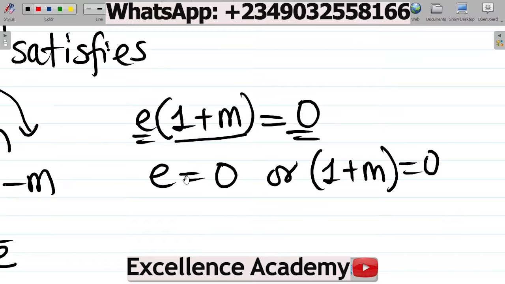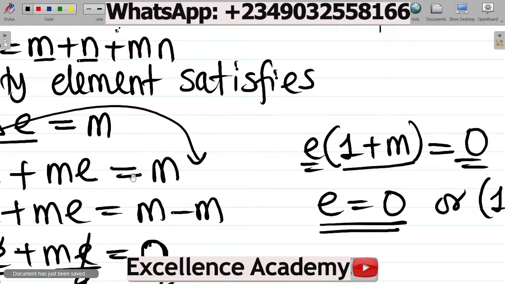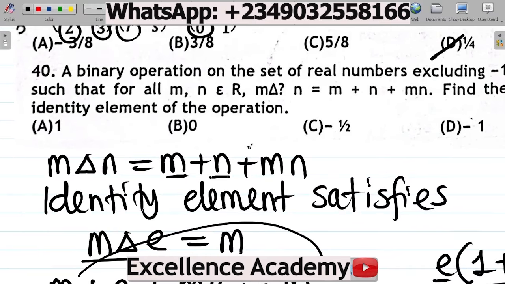Now, since I'm working with the identity element, that's e, in this case here, we'll take only this one here, the identity element e. So e will be equal to 0. So what satisfies that condition is e equal to 0. So the correct answer there is B, 0. All right, so this is how we solve these questions.